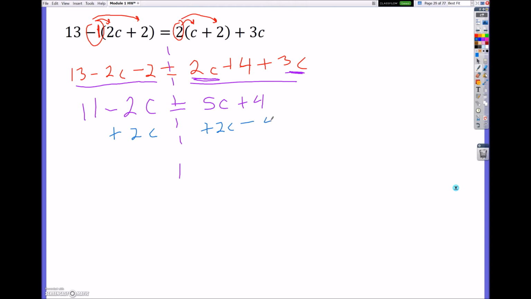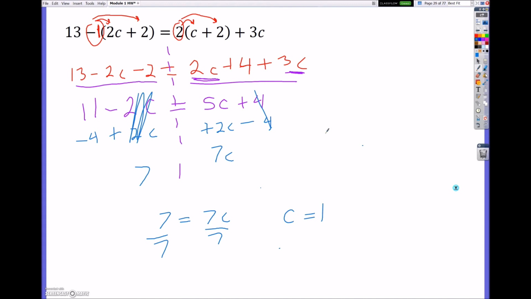And we can also subtract 4 on both sides. So what I'm trying to do is get the variables on one side of the equation sign, and I'm trying to get the whole numbers on the other side. So these are going to cancel, and I'm left with 7c. And these are going to cancel, and I will be left with 7. So I'm left with 7 equals 7c. I divide both sides by 7, which will give me c is equal to 1.